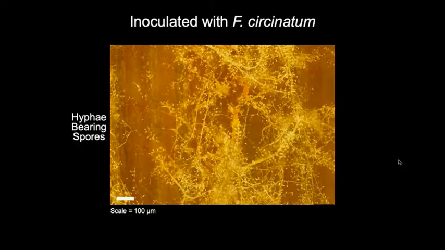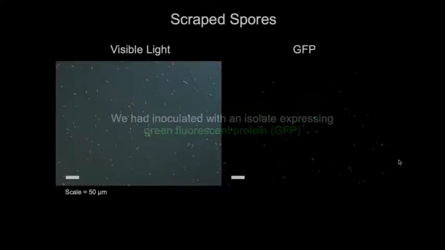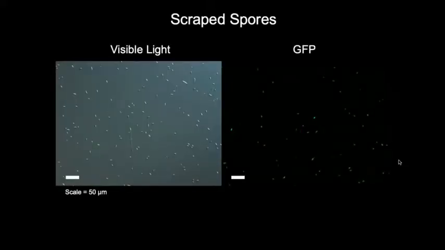To further confirm this, we had inoculated these plants with a mutant that expresses green fluorescent protein, so that when exposed to UV light, these spores and the hyphae will glow green, which is not common in fungi because this protein comes from a jellyfish. It's a transgenic mutant. So we took the spores off those leaves and we put them under a scope to see, did they glow, and they did.